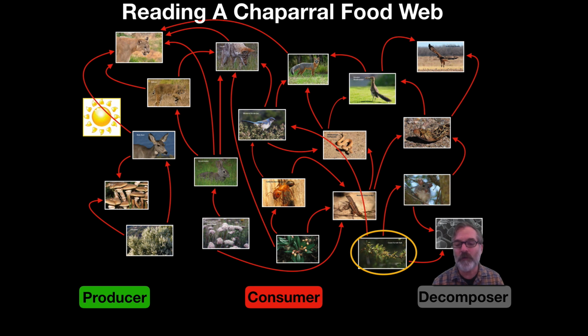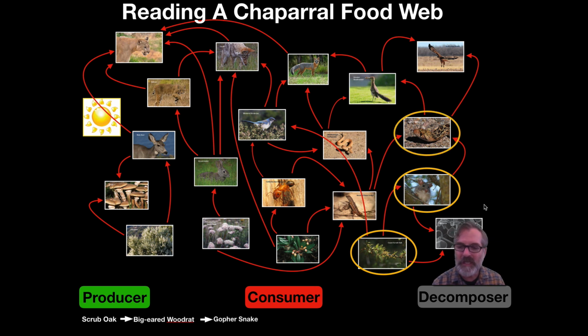So we've got the scrub oak, and then from the scrub oak we've got the big-eared wood rat that eats the scrub oak, and then from there we've got the gopher snake eating the big-eared wood rat, and then we have the roadrunner, and the roadrunner is eating the gopher snake. So let's see, this would be the primary consumer. This gopher snake would be the secondary consumer. The roadrunner would be the tertiary consumer. And then we've got the coyote eating the roadrunner, which would be the quaternary consumer.